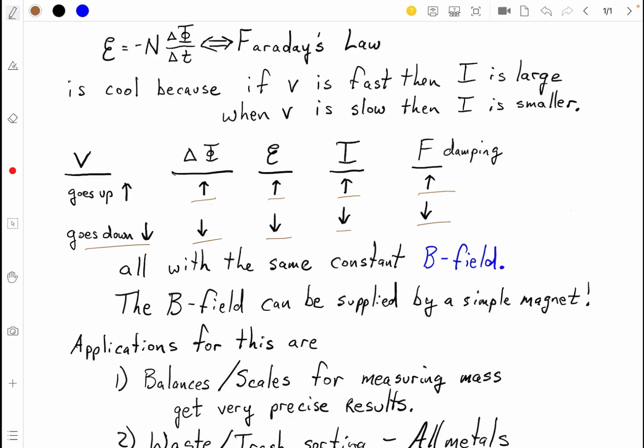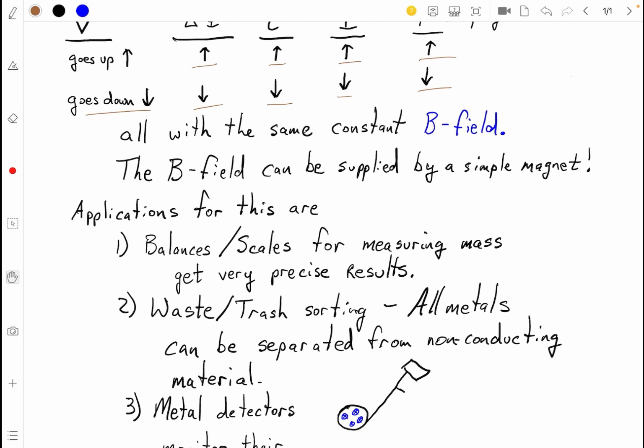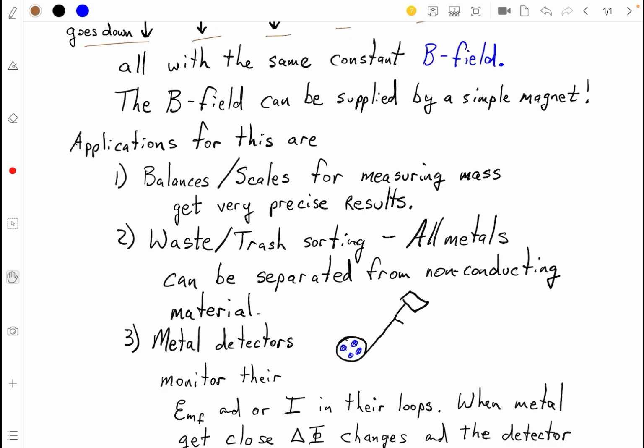So this is really a cool thing that we can use, and damping is definitely something that we have put to use in many different ways, and keep in mind, all of this comes with a constant B field. Okay, so we could use a magnet. You could just have a simple magnet that will do all of these things for you.